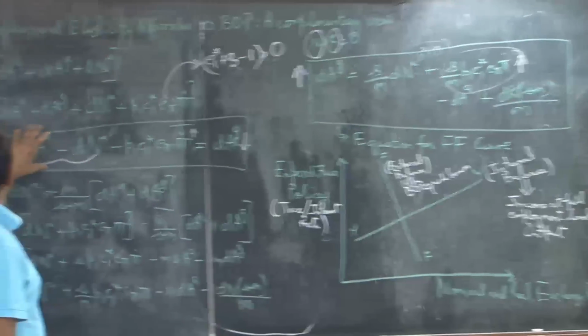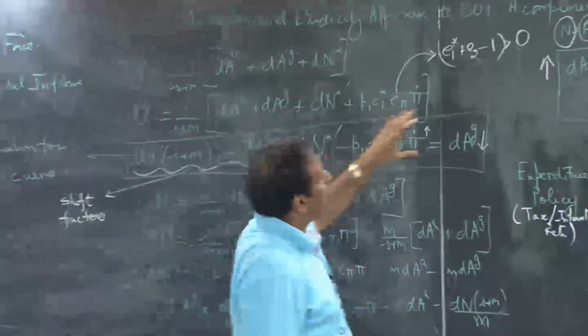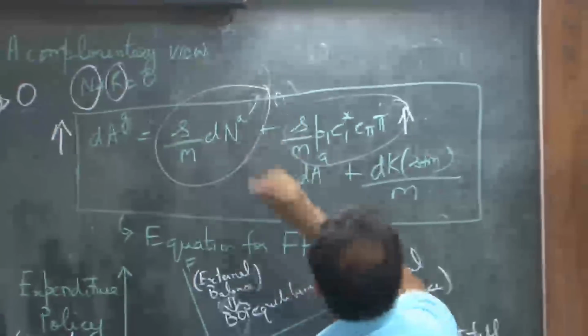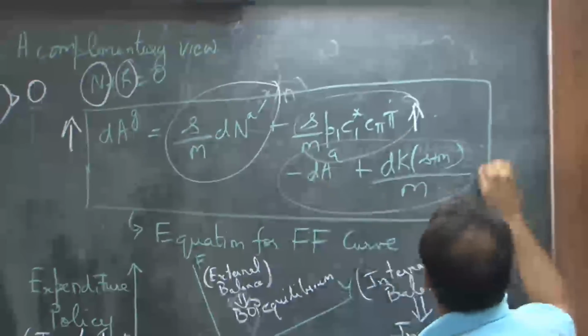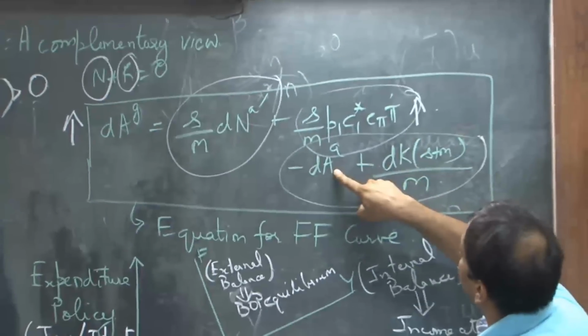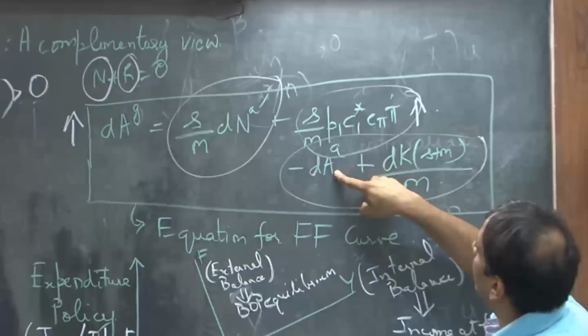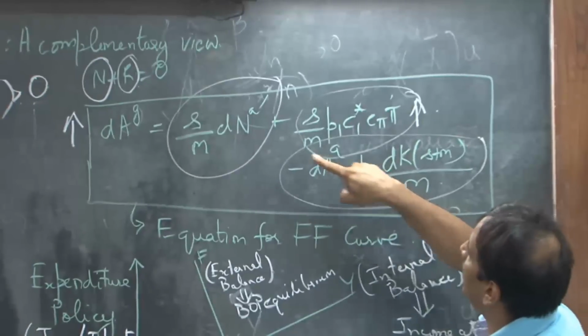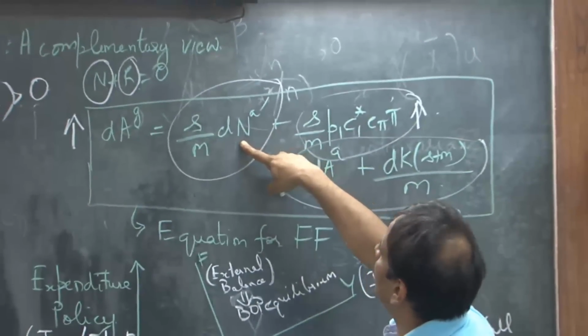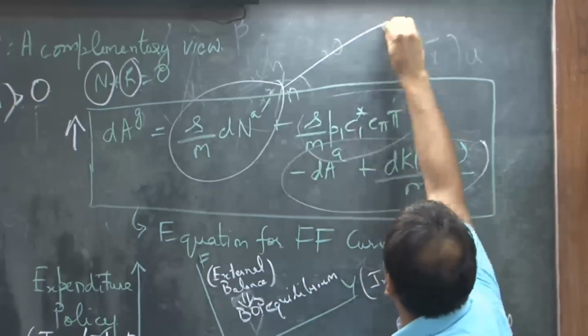As in the case of the YY curve, here all other terms, be it the capital inflows, be it the private expenditures, be it the purely autonomous change in net exports, these are all shift factors.